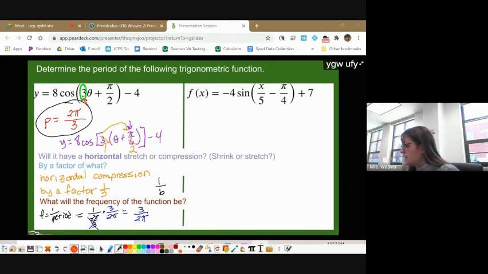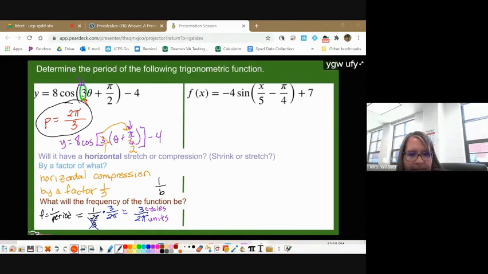So what does that mean? I think it's helpful to put units with that so that makes sense. That means it's completing 3 cycles every 2 pi units, which should make sense to you because normally it takes 2 pi units to do 1 cycle, but this one is moving 3 times as fast, so it'll finish 3 cycles in 2 pi units.